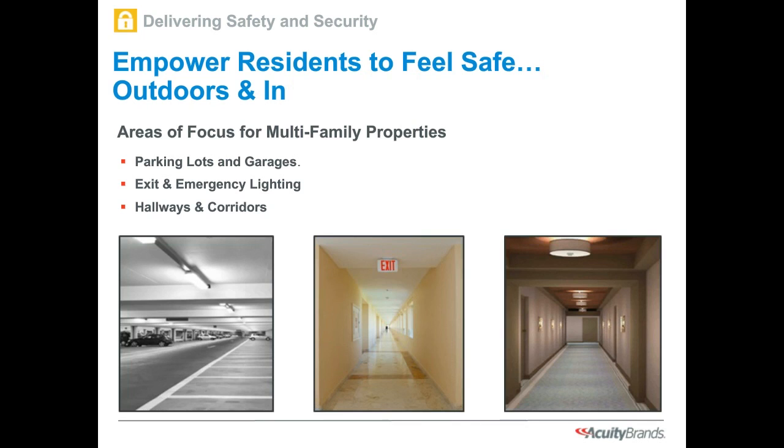Emergency lighting. In an emergency situation, such as a power failure or natural disaster, residents need to know where to go and be able to get there quickly. Having the right amount of light emitted from exit and emergency lights is critical. Hallways and corridors. These spaces are typically lit 24 hours per day and are energy eaters, but need to be kept well lit for resident safety and security.